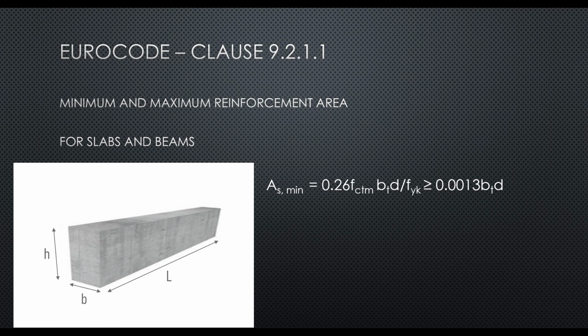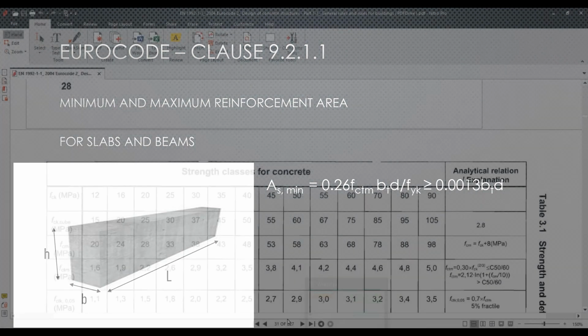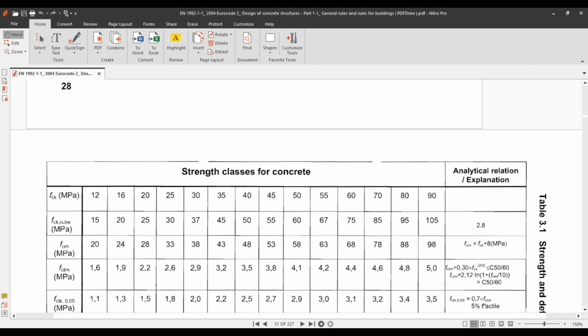The f_ctm depends on the concrete strength. This can be found in Table 3.1 of the code. So from this table, we can determine the f_ctm. This is the f_ctm, and it depends on the strength classes of concrete. If you are using a concrete strength of 20, then your f_ctm is going to be 2.2.